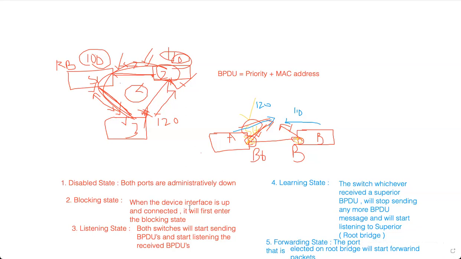So to elect the root bridge and to forward the traffic, it will go through 5 states: disabled state, blocking state, listening state, learning state, and forwarding state. Any questions? Okay, moving on. Next is port roles.